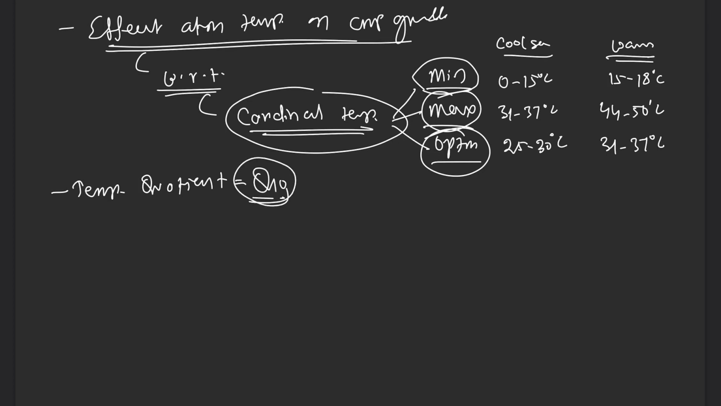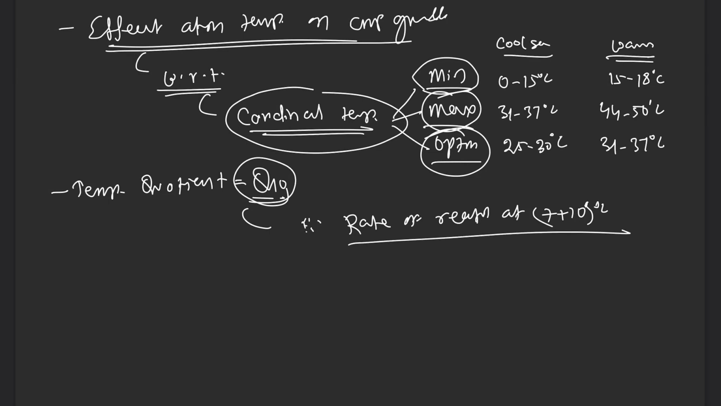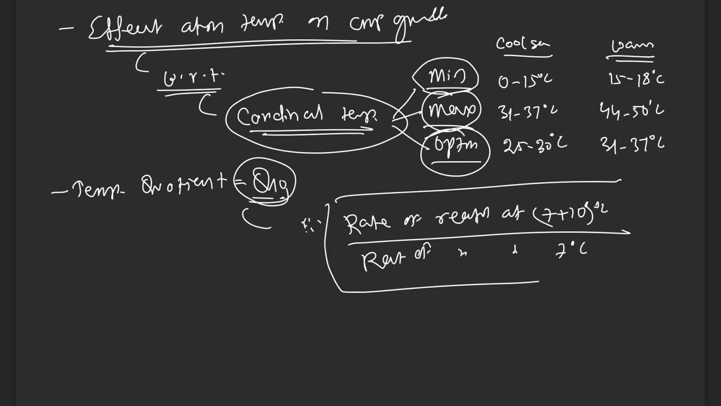What is this Q10 value? The rate of reaction at T plus 10 degrees Celsius divided by the rate of reaction at T degrees Celsius. So on increasing the temperature by 10 degrees Celsius, how does it affect our enzymatic activity and biochemical activity? That is called temperature quotient.